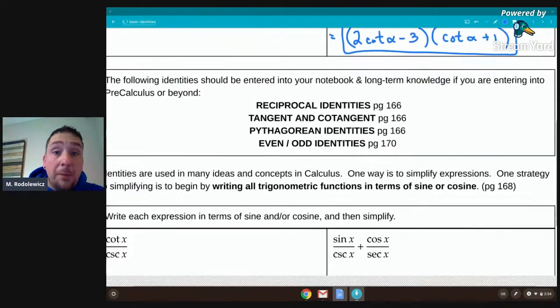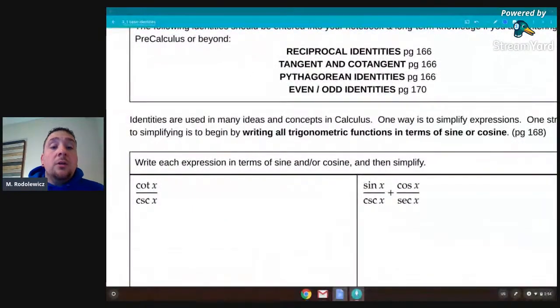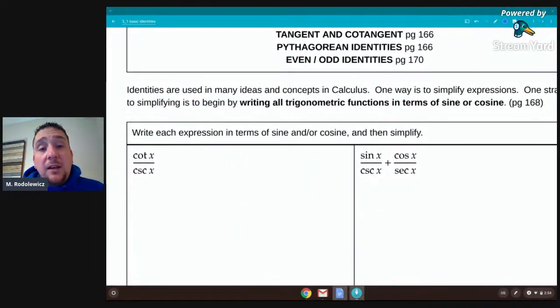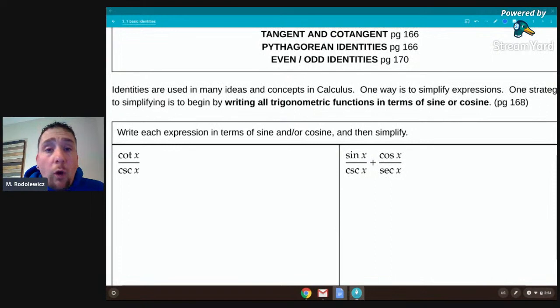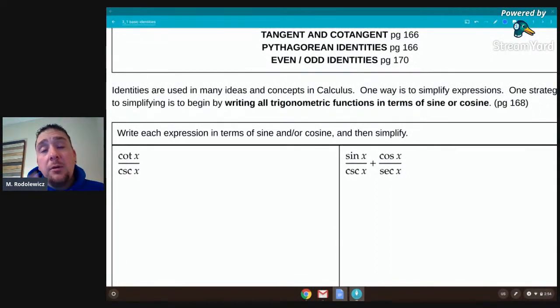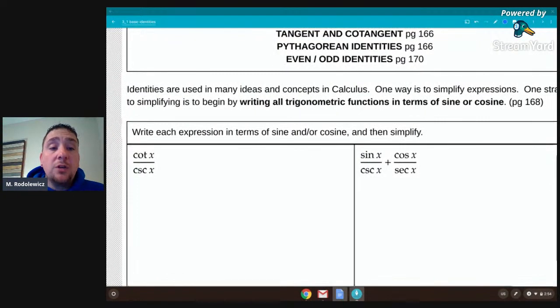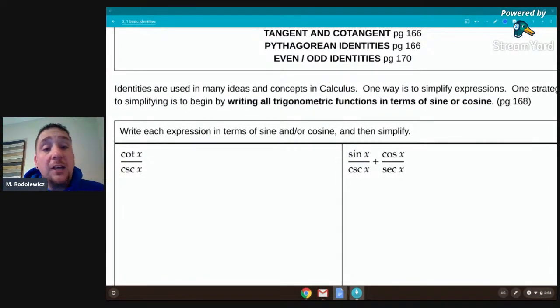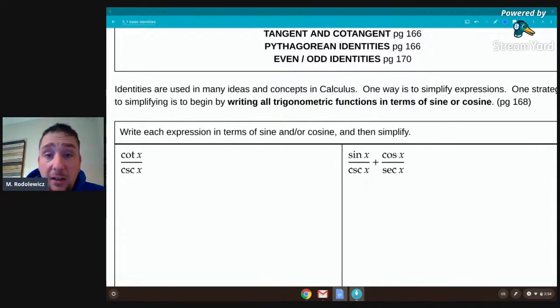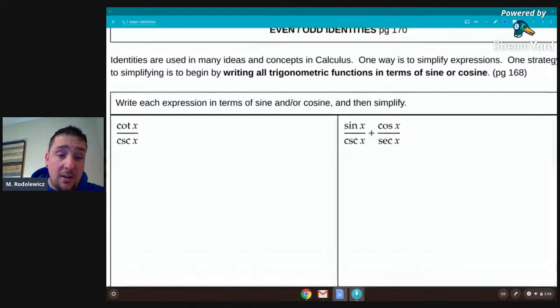Now that you have copied those into your notebook, identities are used in many ideas and concepts in calculus. One of the most common is to simplify or rewrite advanced expressions in simpler ways. So one strategy for simplifying is to write all trig functions in terms of sine or cosine, and that's stated in the book on page 168.